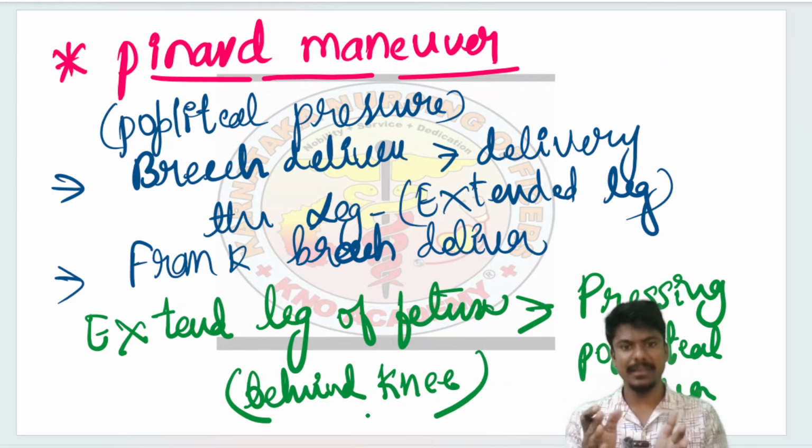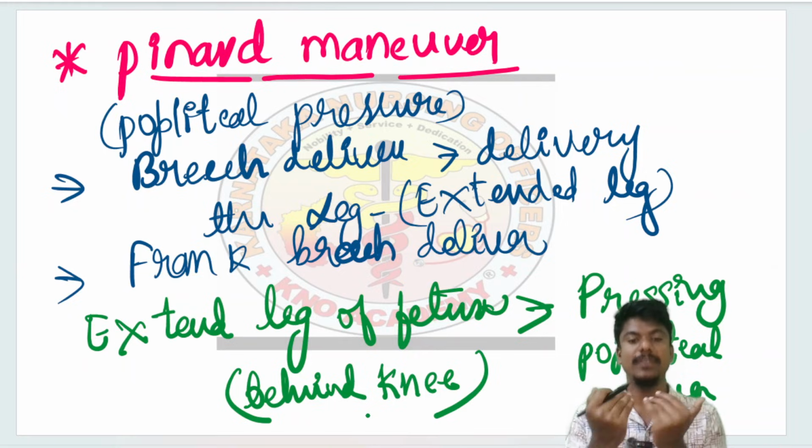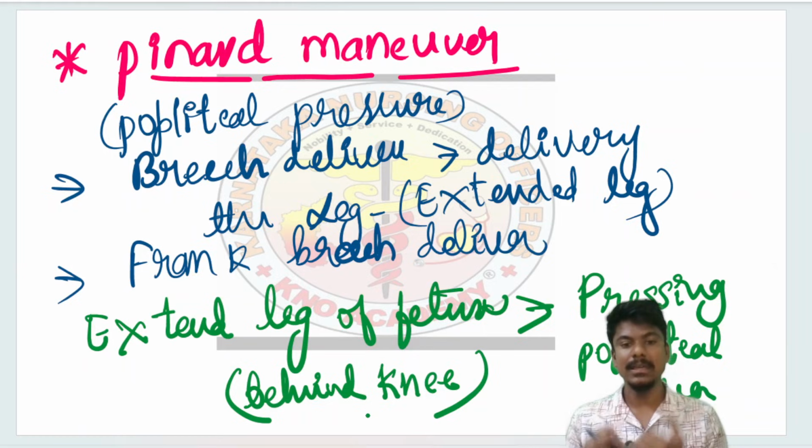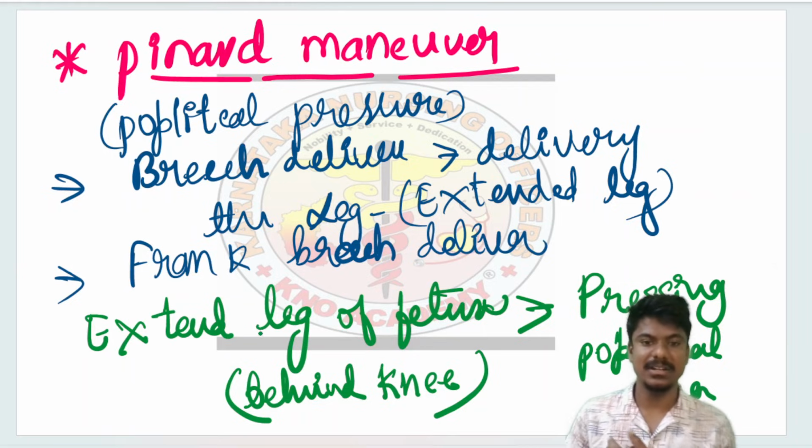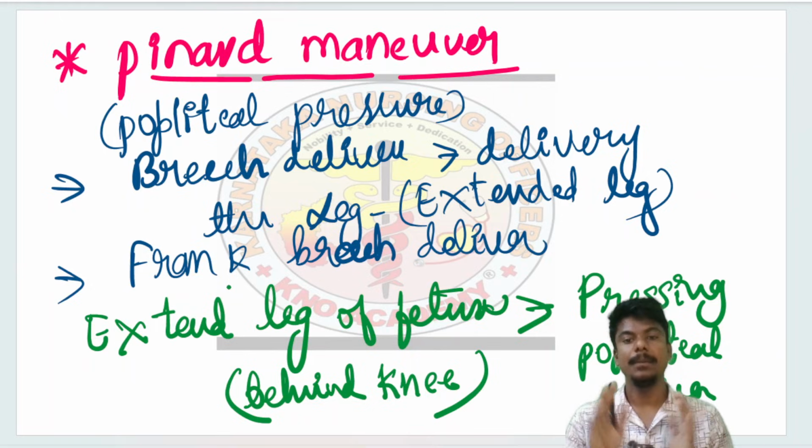So what will happen? In a frank breech, the limbs will be in flexion. If you press that, there will be extension. If there is extension, the legs will be easily delivered in a frank presentation, in frank breech babies. That's what your Pinard maneuver is.